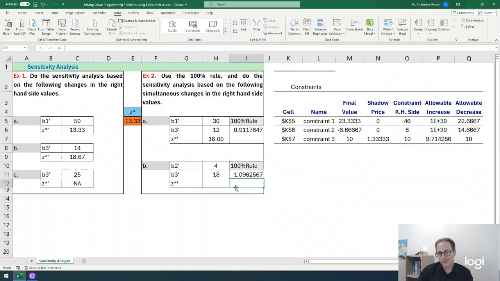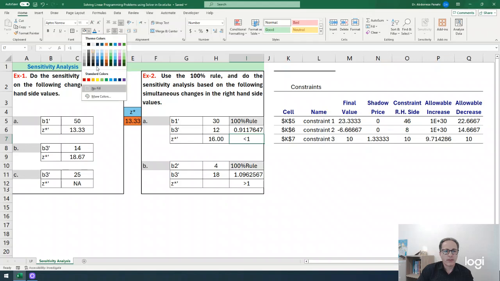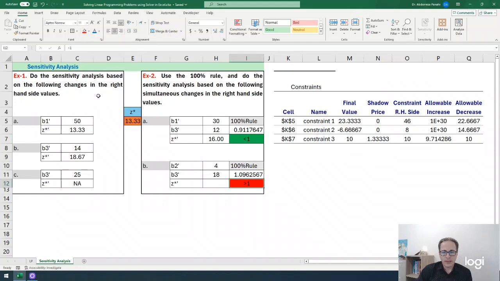More than 1. Since it's more than 1, here I write greater than 1. And here you write less than 1. If it is less than 1, I show it by green color to show that we can do the sensitivity analysis, but here it is not working, and we can say not applicable. So we can have not applicable for the 100% rule or just 1 right hand side.